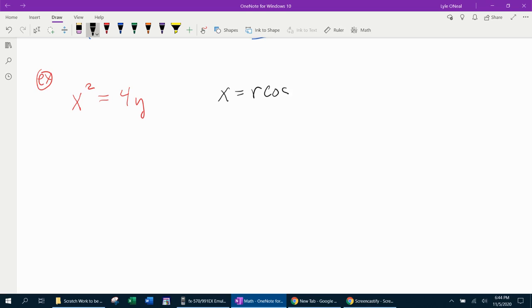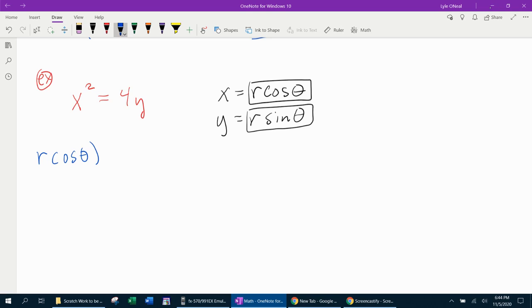X is r cosine theta, and y is r sine theta. Those are important. Memorize those. Make a cheat sheet. Get a tattoo. Whatever you need to do to remember those formulas. Here we can replace x with r cosine theta, and we can replace y with r sine theta. And so that's going to give me r cosine theta quantity squared equals 4 r sine theta.